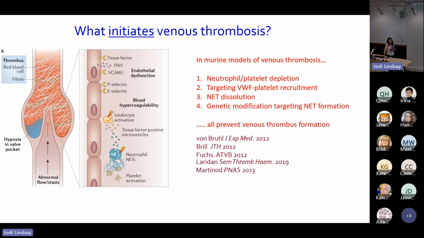And consistent with the importance of the platelet and neutrophil role in DVT, if you deplete neutrophils or platelets in murine models, or target VWF platelet capture, or target NETs, all of this prevents venous thrombosis in mice.